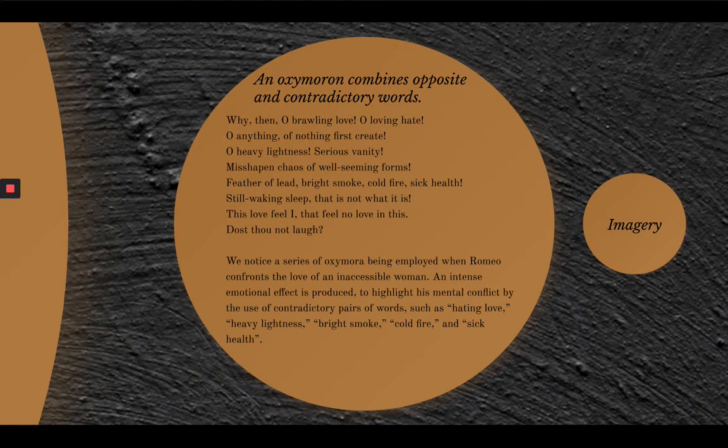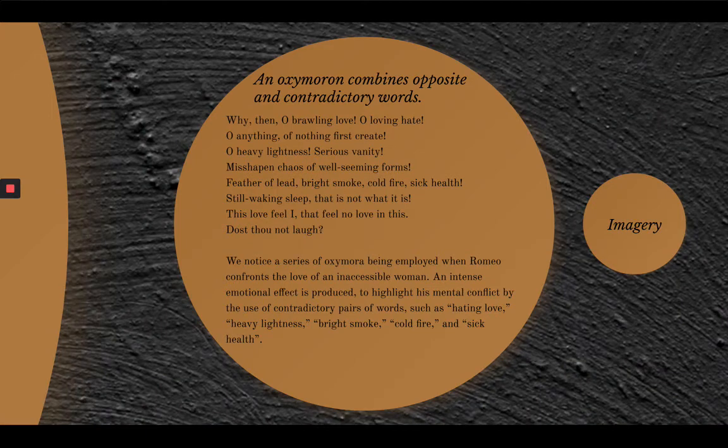Okay? An oxymoron combines opposite and contradictory words to make a point. Romeo says, "Why then, O brawling love, O loving hate, O anything of nothing first create, O heavy lightness, serious vanity, misshapen chaos of well-seeming forms, feather of lead, bright smoke, cold fire, sick health, still-waking sleep, that is not what it is. This love feel I, that feel no love in this.